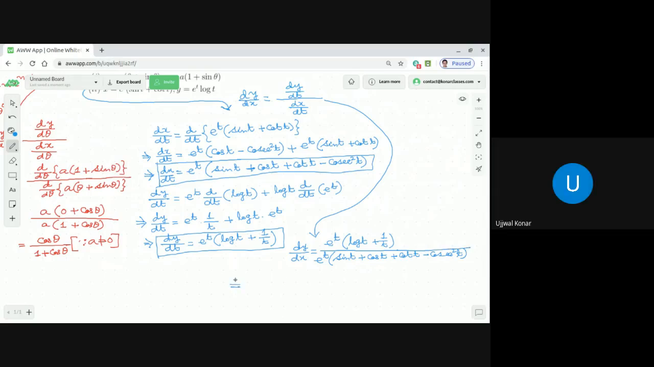So from here what we get is the value of dy/dx, because e^t cannot be equal to 0 for any value of t. So that is equal to (log t plus 1/t) divided by (sin t plus cos t plus cot t minus cosec square t). Correct or not? Yes, e^t is not equal to 0. Yes, I got this. That is the final answer.